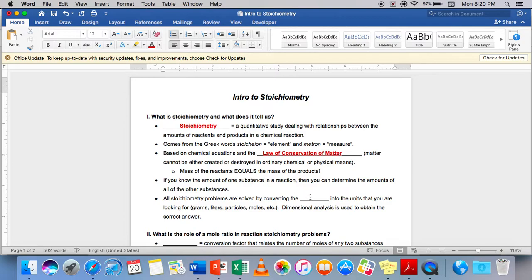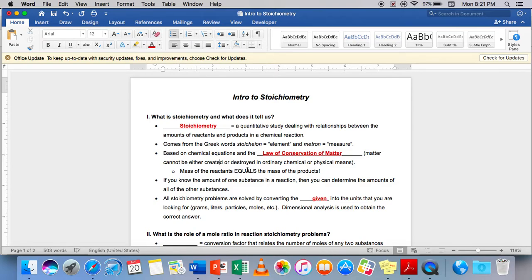All stoichiometry problems are solved by converting the given into the units that you are looking for. So that could be grams, liters, particles, moles, etc. And we do that by using dimensional analysis.